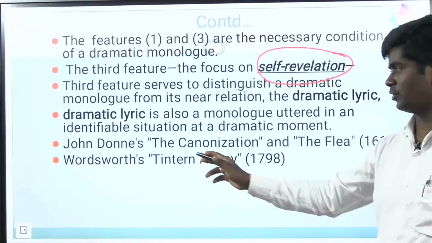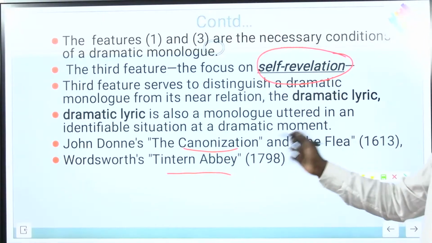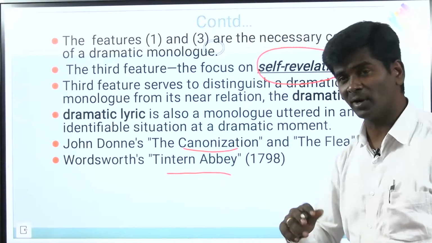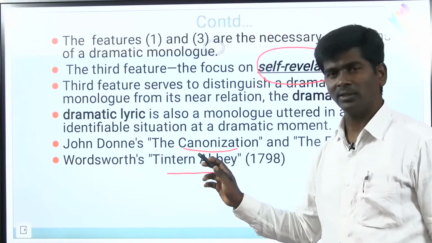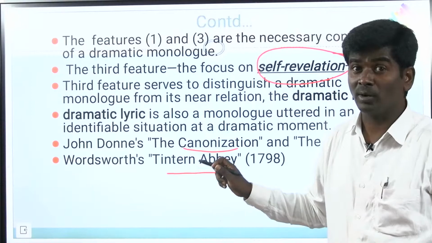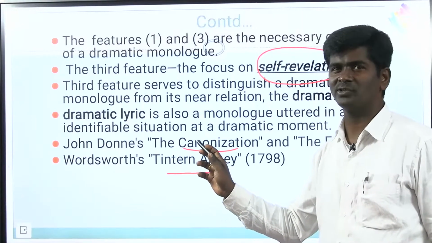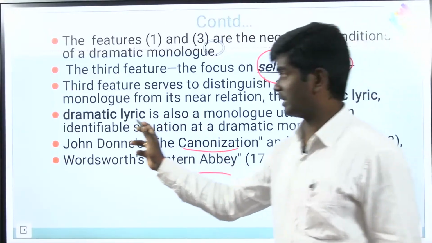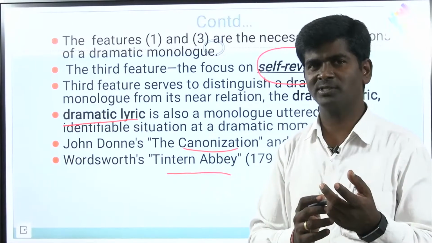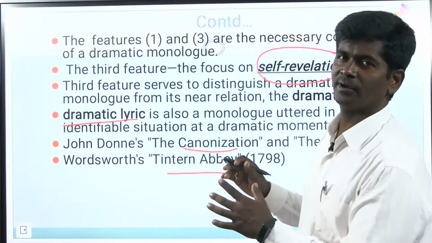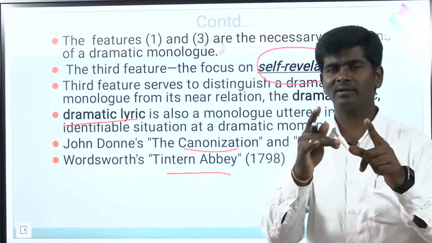Okay, you can see John Donne's Canonization, Wordsworth's Tintern Abbey. These are considered to be dramatic lyrics because they also talk about self-revelation. But here, the poet who speaks and the poet who composes are the same in Tintern Abbey and Canonization. Hence, these are dramatic lyrics. If in the poem, the one who speaks and the one who composes the poem are the same, it is called dramatic lyric. If the one who speaks and the one who composes are different, it is dramatic monologue.